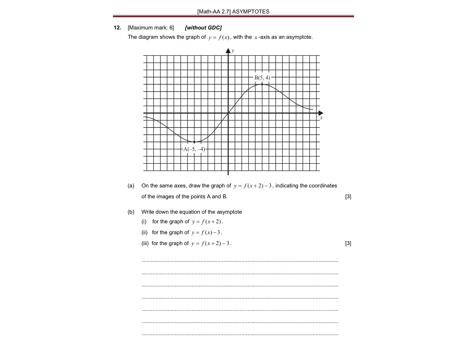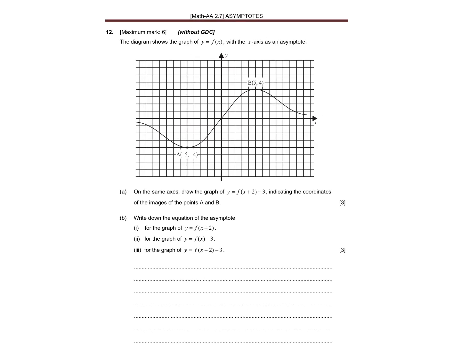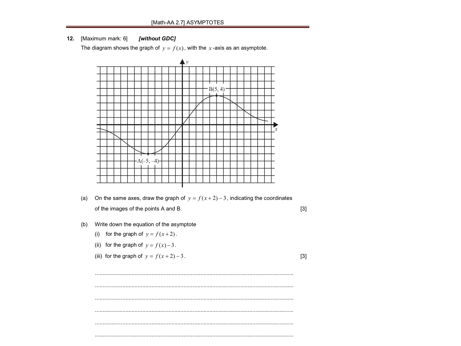For number 12, we've got f at x as shown in the graph with the x-axis as an asymptote. Okay, so as x gets really, really large, the function approaches y equals 0. Okay, on the same axis, draw the graph of that, indicating the coordinates of A and B.